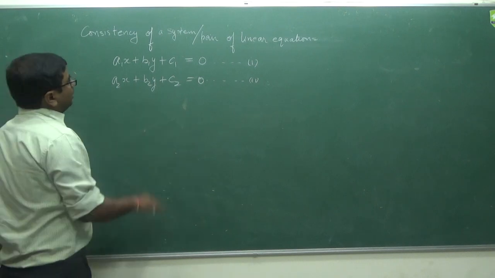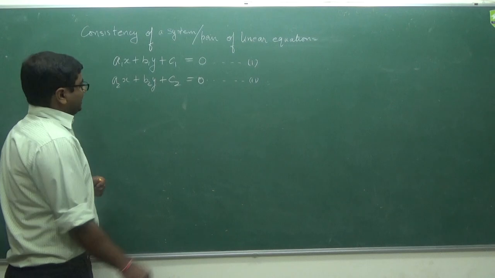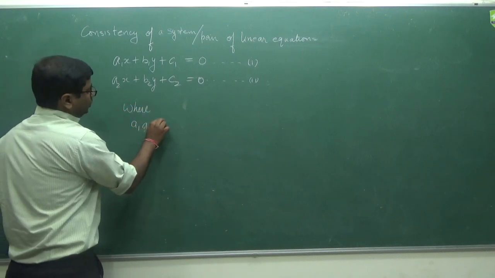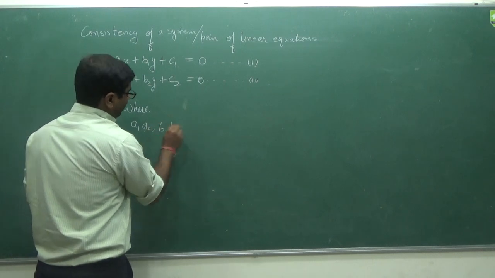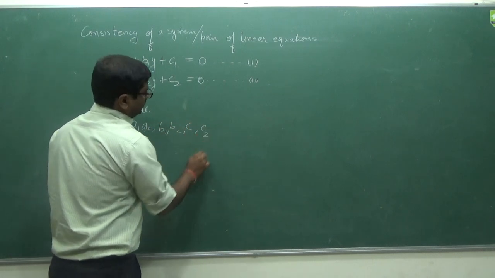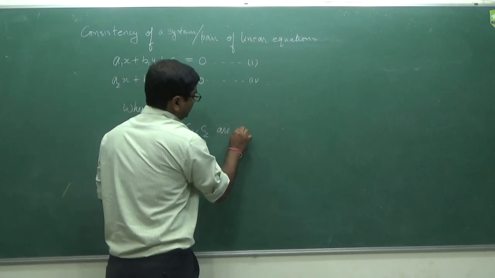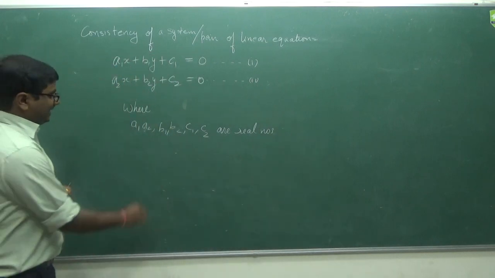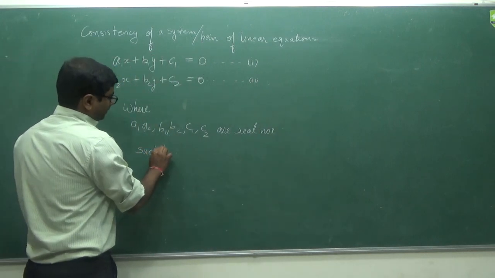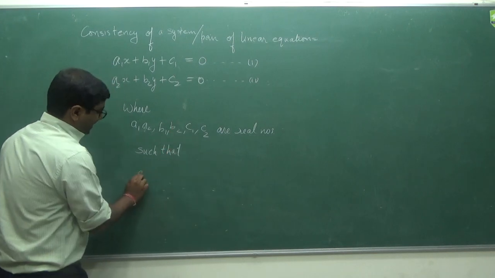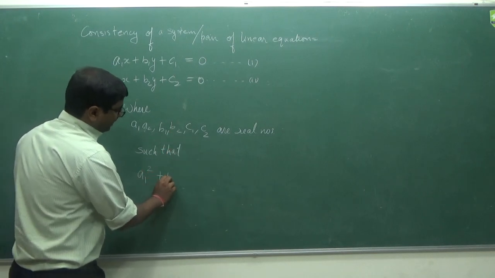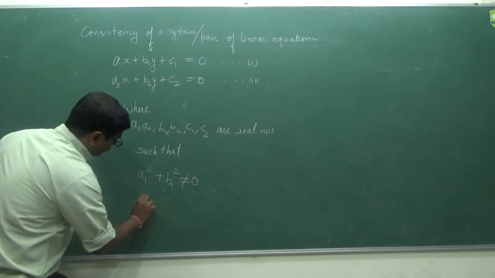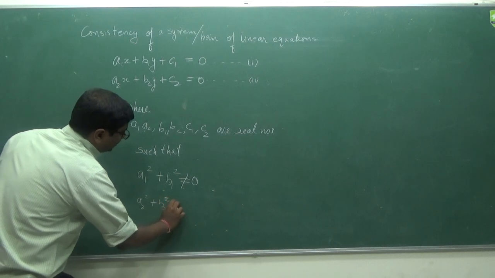Now, what is it? Where a1, a2, b1, b2, and c1, c2 are real numbers, such that a1 square plus b1 square should not be equal to 0, and a2 square plus b2 square should not be equal to 0.